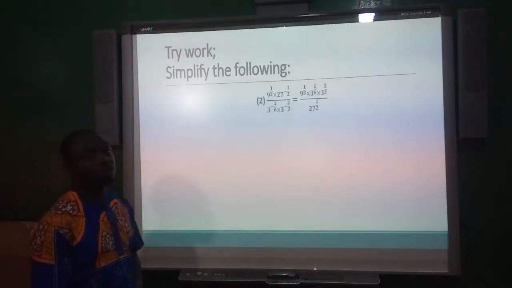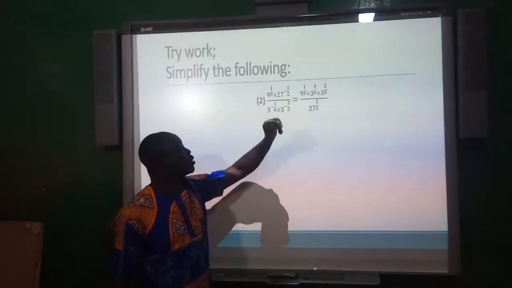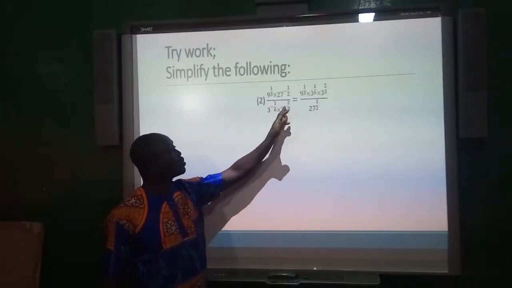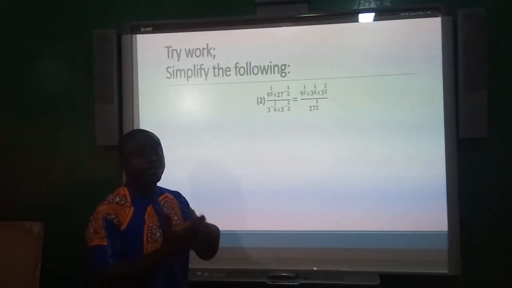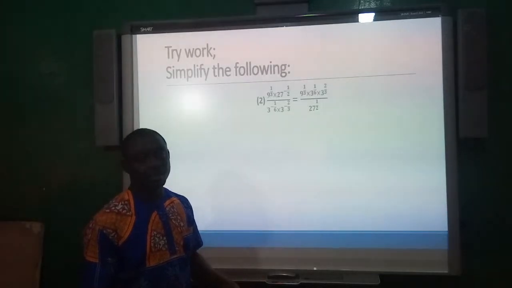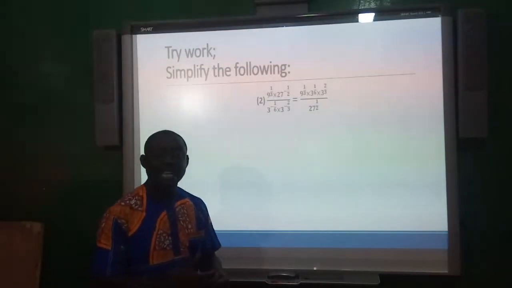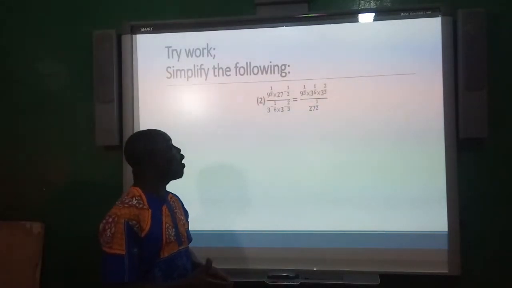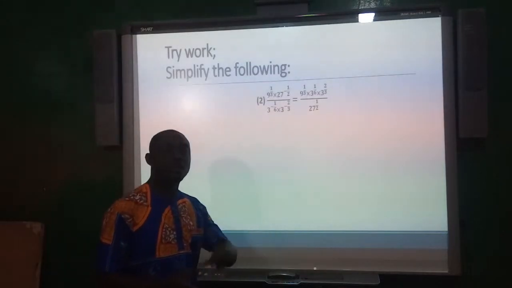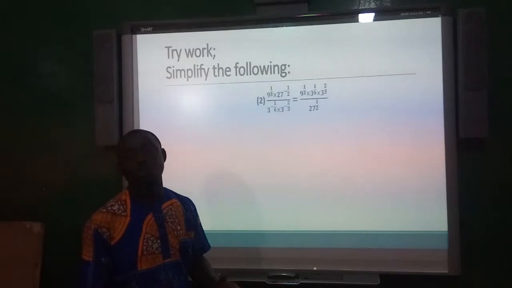Question number 2, we have 9 raised to power 1 over 3 times 27 raised to power negative 1 over 2, all over 3 raised to power negative 1 over 6 times 3 raised to power negative 2 over 3. The same idea. I'm changing all the exponents which are negative to positives. So how do you change them? If it is a denominator and it becomes a numerator, the sign of the exponent will change. So all those with negative exponents, I will change their positions. If you are a numerator, you become a denominator. If you are a denominator, you become a numerator, and your exponent will change to positive.